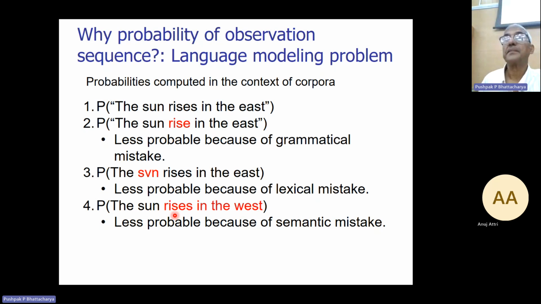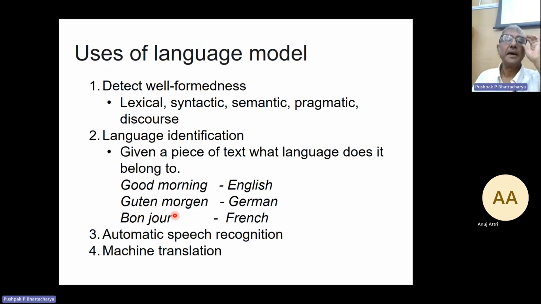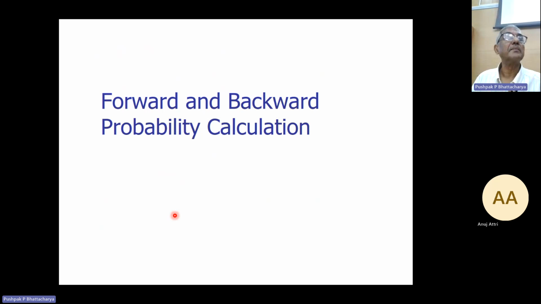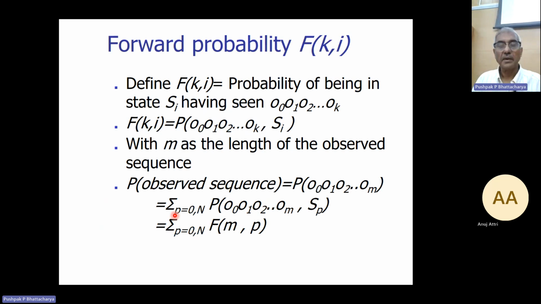So the probability of an observation has a huge amount of importance. A language model is one such situation. A language model means the probability of sentences. We'll do all that and then see how to compute the probability of an observation sequence. We'll have to introduce the state through marginalization, and we have to use what is called the forward-backward probability. Okay, we'll do that.